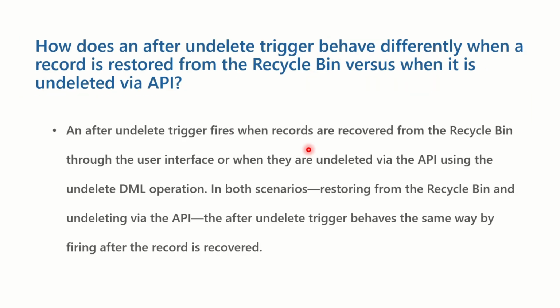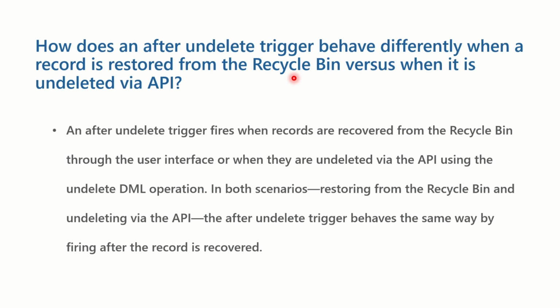Now the next question is, how does an after undelete trigger behave differently when a record is restored from the recycle bin versus when it is undeleted via API? Basically, when you just write undelete in code or in a flow versus when you restore it from the recycle bin. It is going to be the same.